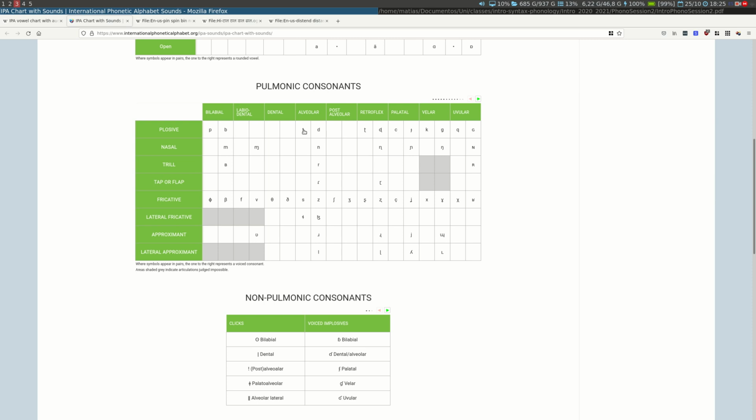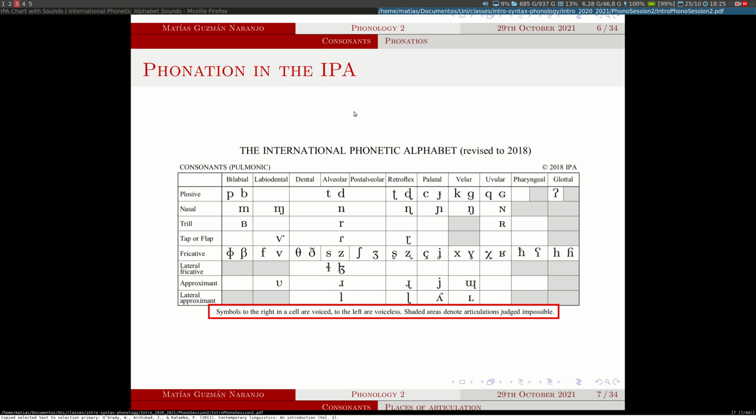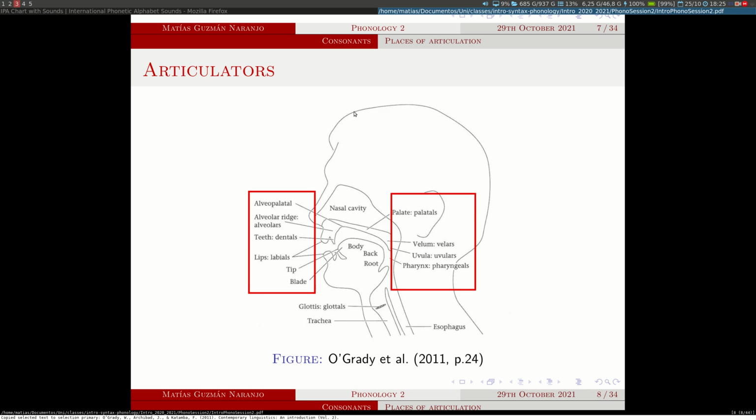Same happens with T and D. Da, a da, da, a da. And you can hear that. And for example, with velars, K and G. Ga, a ga. Aga, aga. Right? So you can hear it there. So that's voicing, and that's the way it's represented in the IPA.